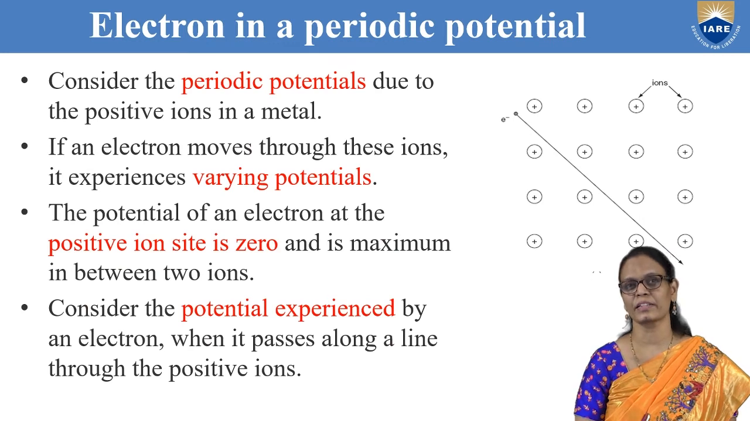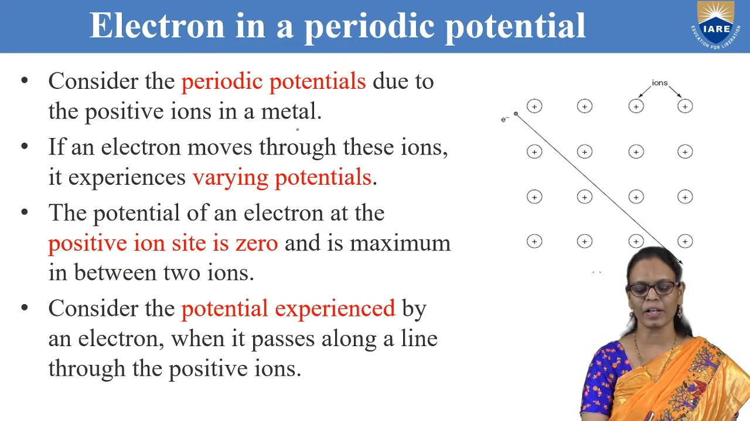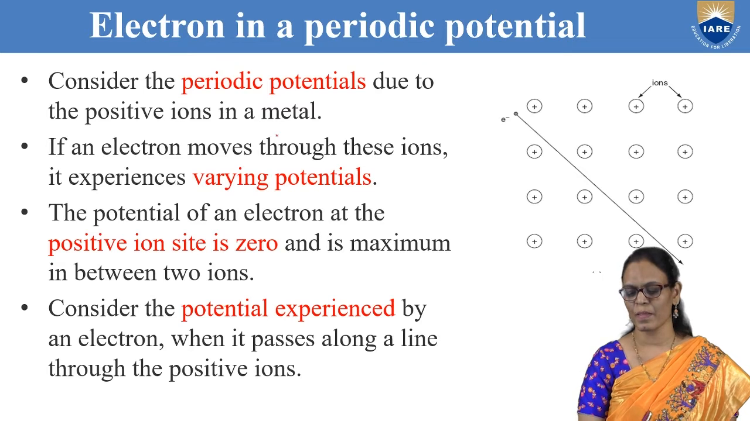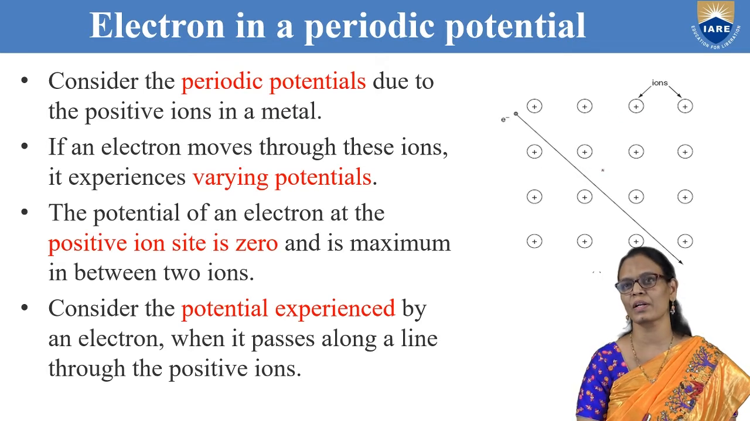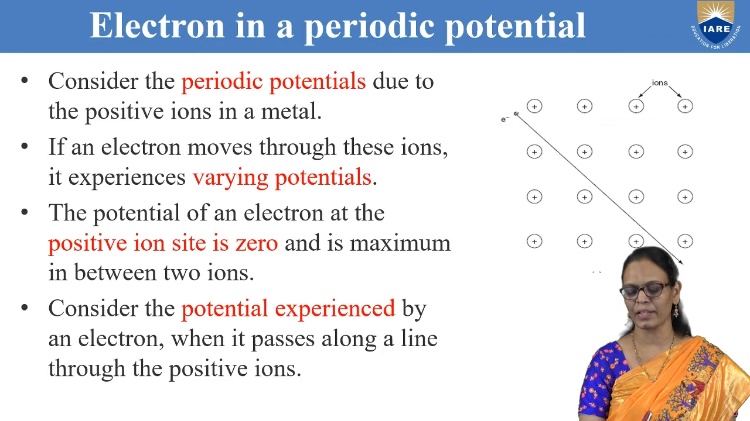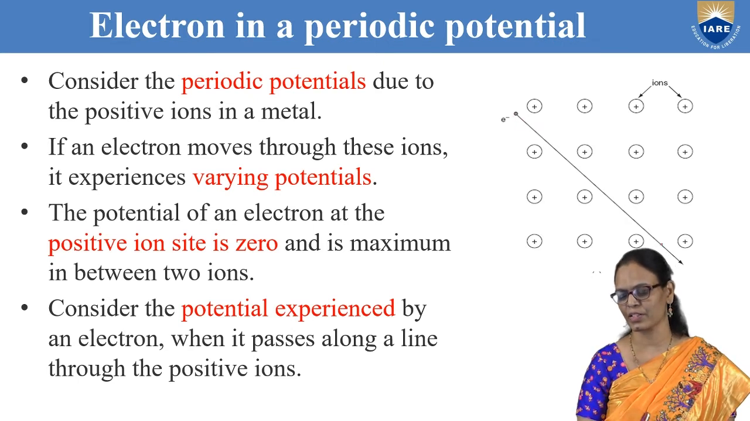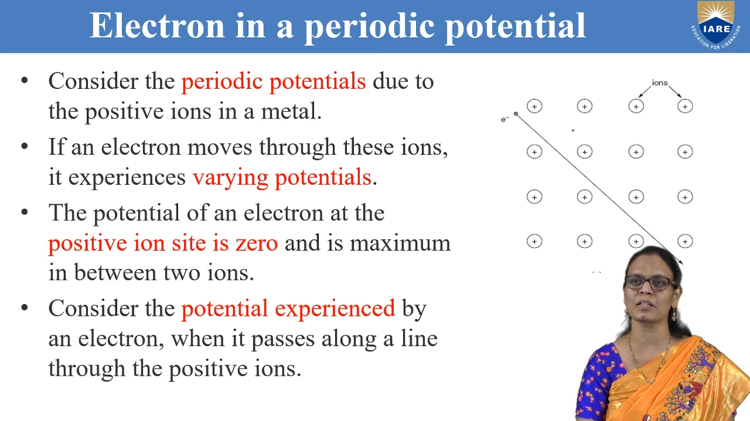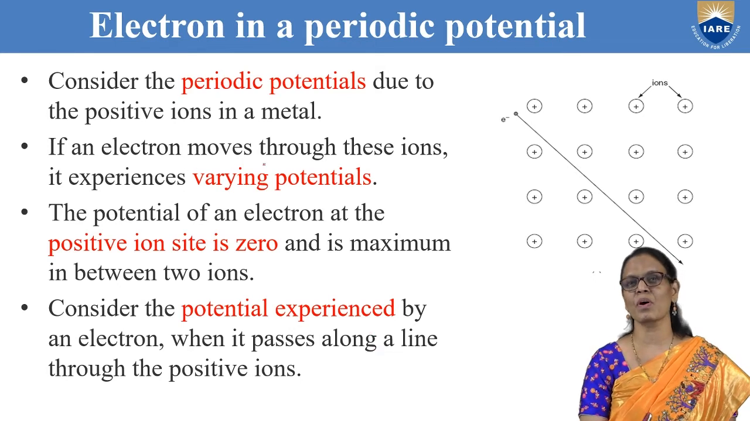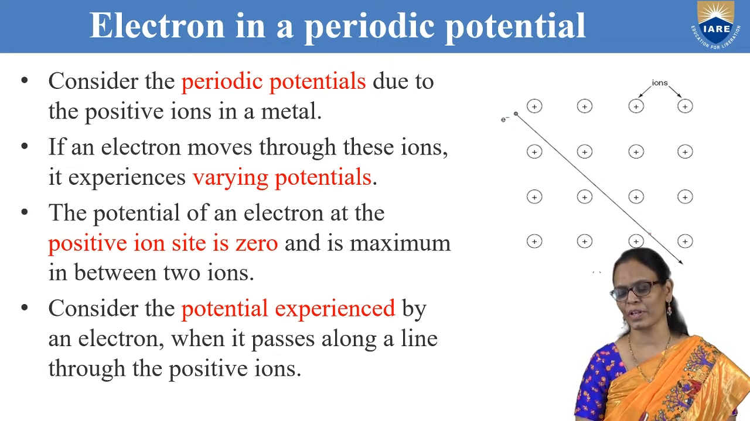Now, how are we looking at this? If you consider a periodic potential due to the positive ions. So, these are the positive ions periodically spaced. And these are the electrons. Now, if you are considering an electron which is moving in this direction, at which position will the potential be maximum and when will it be minimum? If an electron moves through these ions, it will experience varying potential. Definitely, an electron is starting from here and it is moving like this.